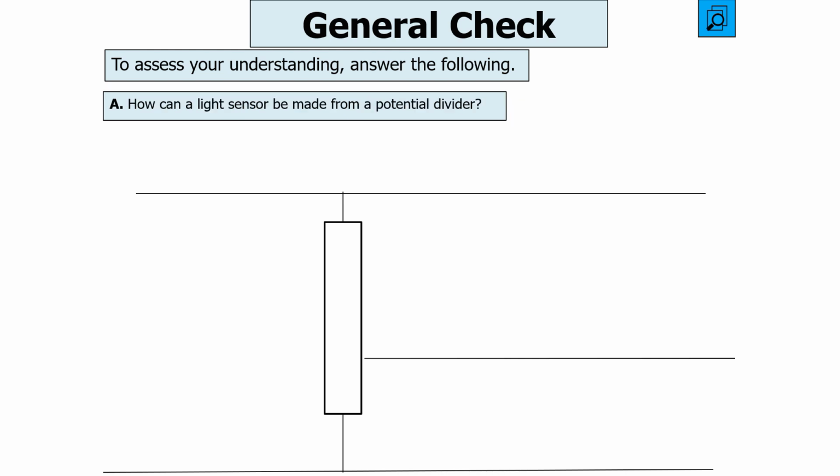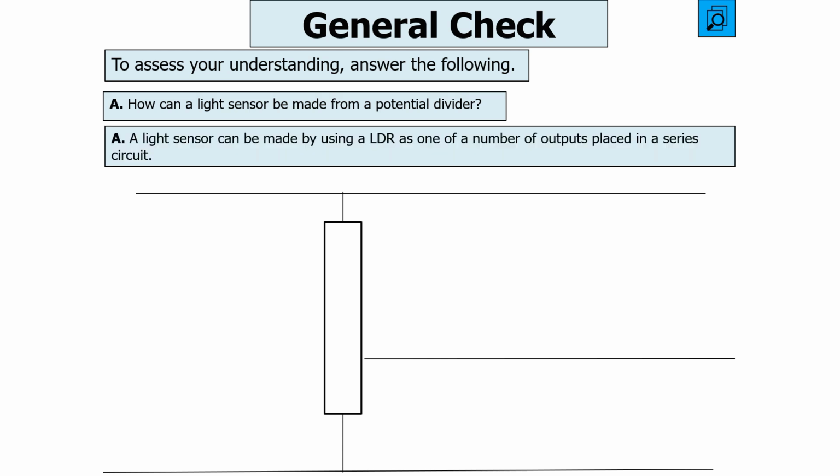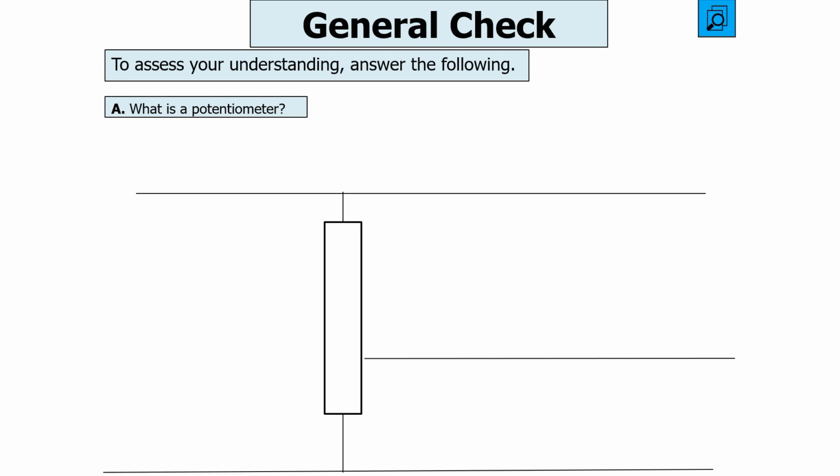The next question says, how can a light sensor be made from a potential divider? So pause the video now, then unpause the video when you want to go through your answer. Well, a light sensor can be made by using an LDR as one of a number of outputs placed in a series circuit.